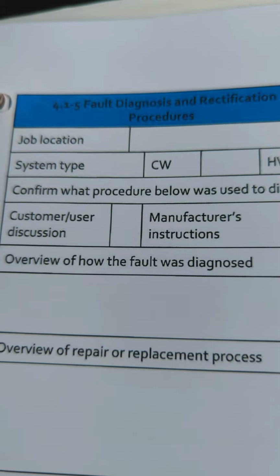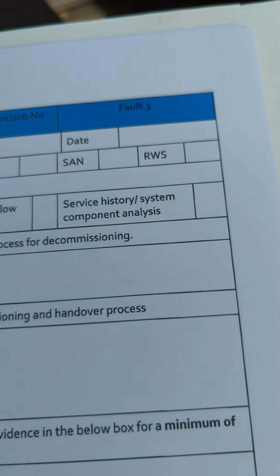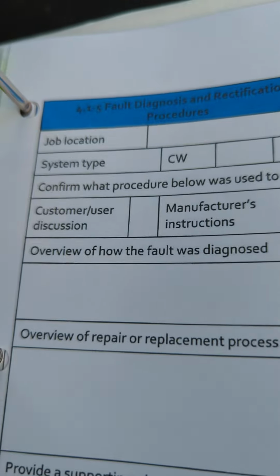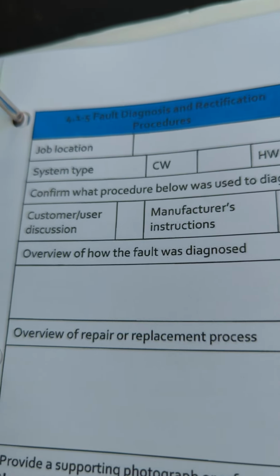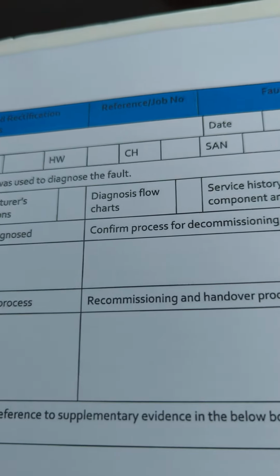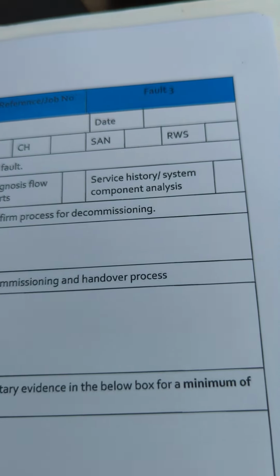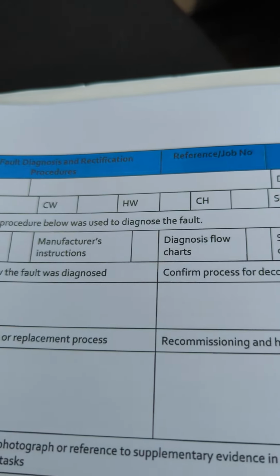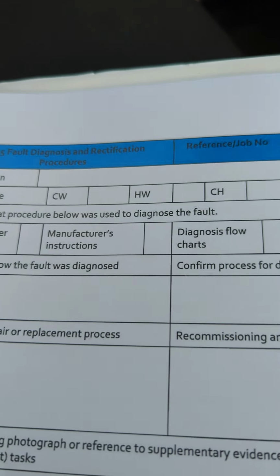So we go job location, put the date in, and then we say, right, okay, what system type was the fault on? Was it on a cold water system, hot water, central heating, sanitation, or rainwater? It might be a central heating fault. It might be a hot water fault. Just tick off which one it is.